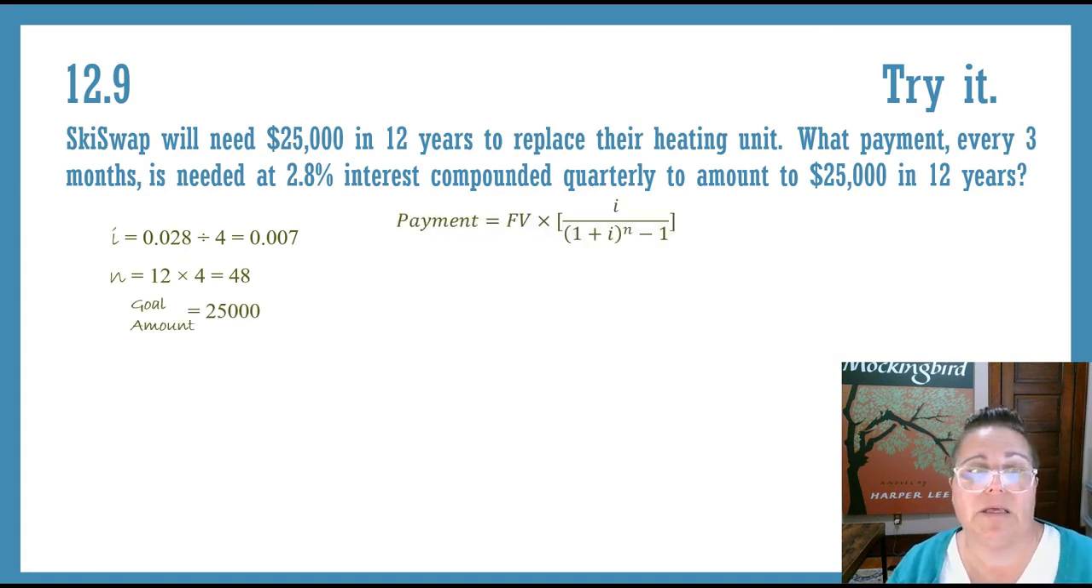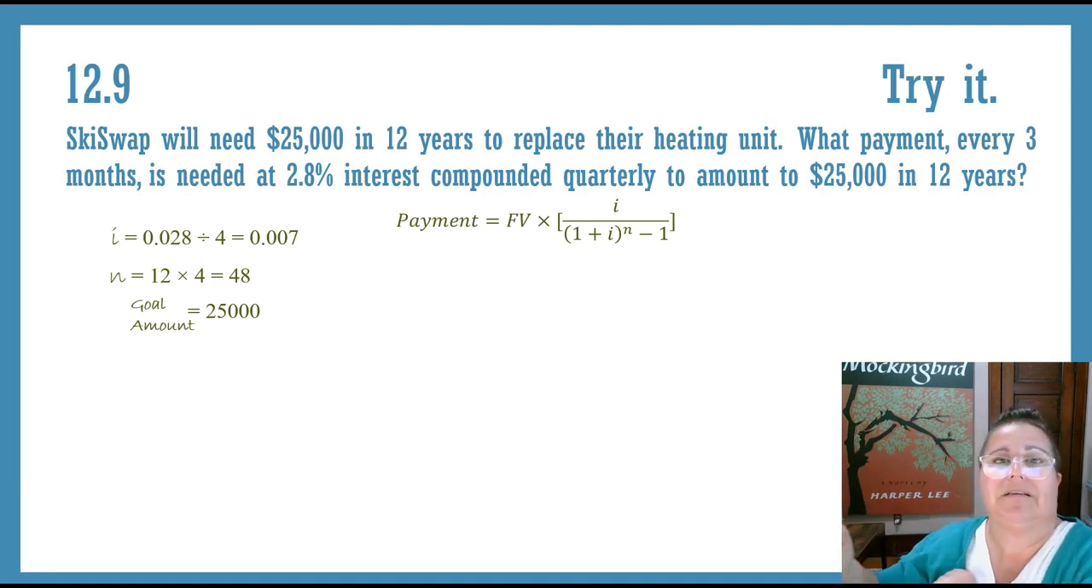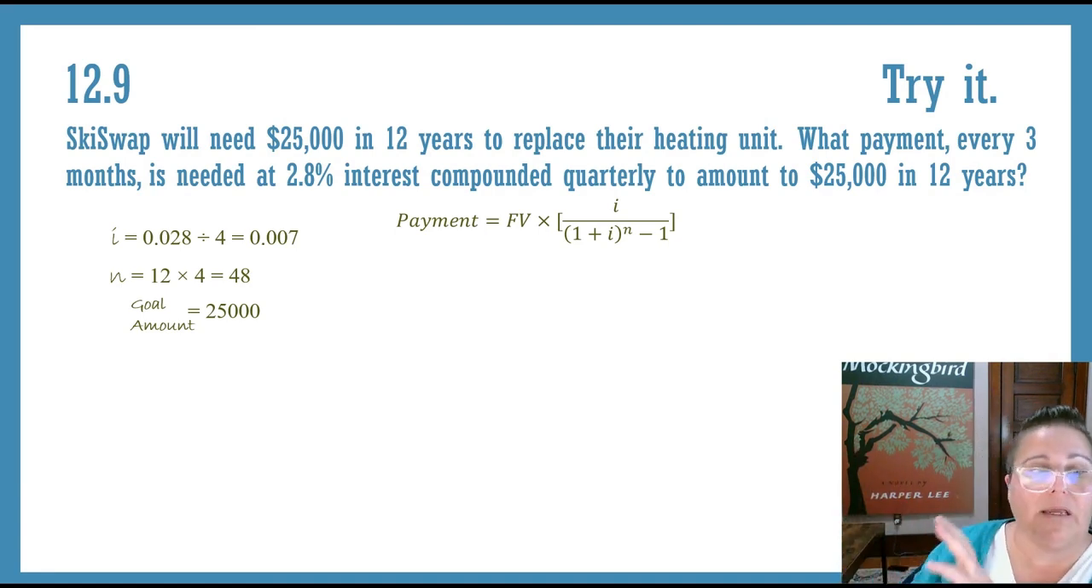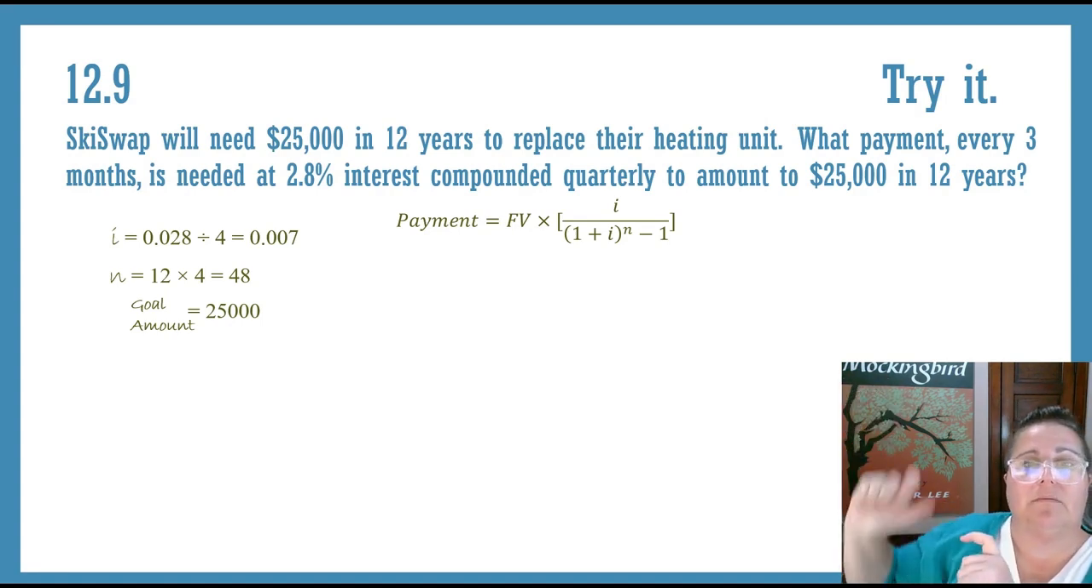So into the formula, my payment would be that $25,000 times the brick, right? I just keep calling it the brick. I don't know what else to call it. So inside that brick, I'm going to have the 0.007 divided by that big honking denominator, 1 plus 0.007 to the 48th power minus 1.